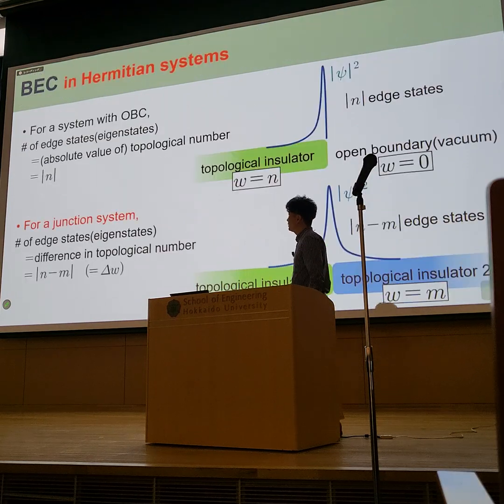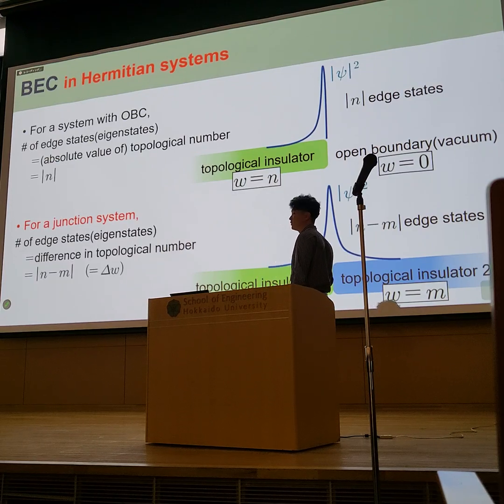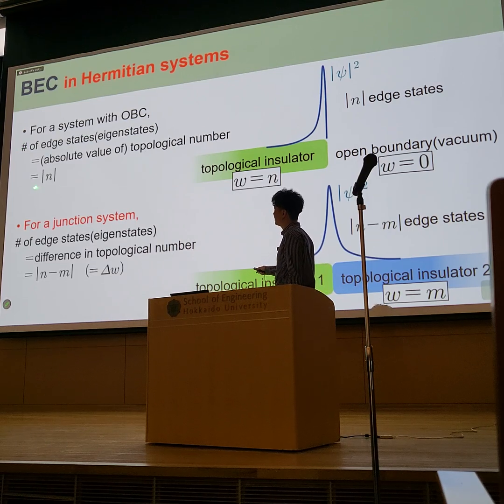Alright, so I introduced the localized correspondence in non-Hermitian systems, but here let's recall what the localized correspondence was in Hermitian systems. It is required that for a system with open boundary condition, the number of edge states appearing near the open boundaries should be equal to the absolute value of the topological number. Here W represents the topological number. So in this case, the number of edge states should be equal to the absolute value of n.